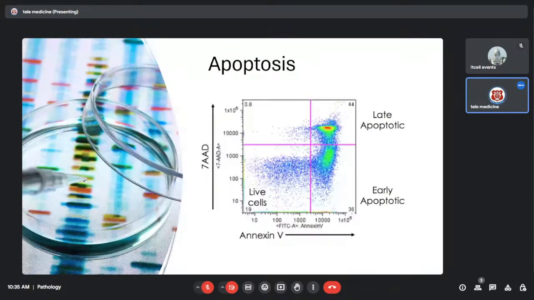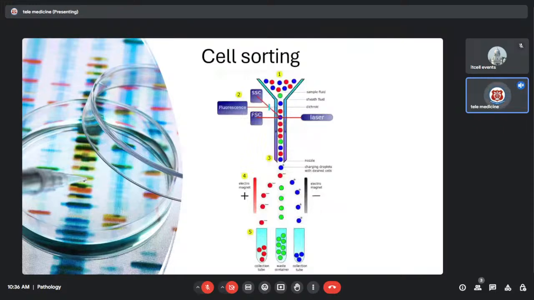Means, the more the 7-AAD increases, it means the less viable your cells are. So annexin V, your cells are viable or not. Apoptosis is there in research. Cell sorting. We can actually separate those cells by electromagnetic separation.